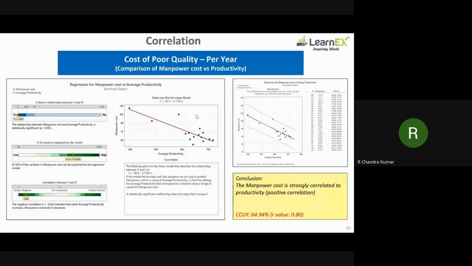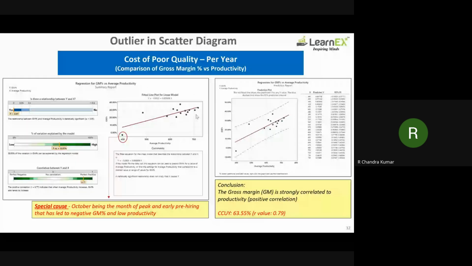Then they compared whether productivity is making an impact on the cost, and there is a direct correlation. Okay, correlation between productivity and cost. The more the productivity, the lesser the cost. So cost of poor quality is significantly impacted by productivity. That is a correlation they established, and that is making an impact on the gross margin, that is the profitability of the company.